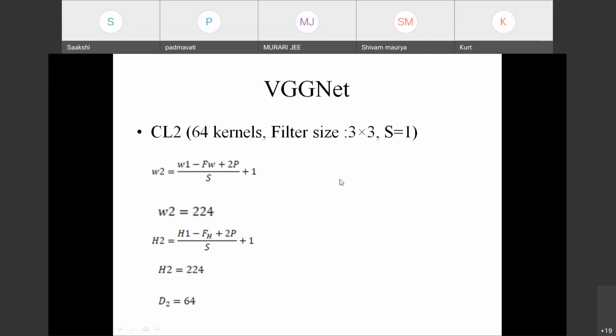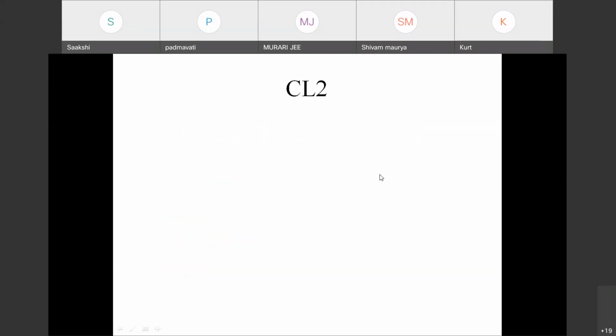Okay, that's correct. 3 cross 3 cross 64, because the previous depth is 64. So I will be taking the filter depth the same as the previous step. 3 cross 3 cross 64 plus 1, multiplied by the number of kernels that we are applying. Yes, it is correct. Let's move to the next layer and see what the third layer is that they have introduced in VGG 16.